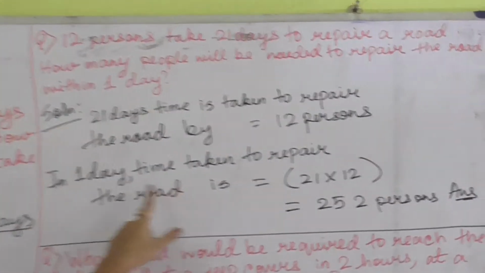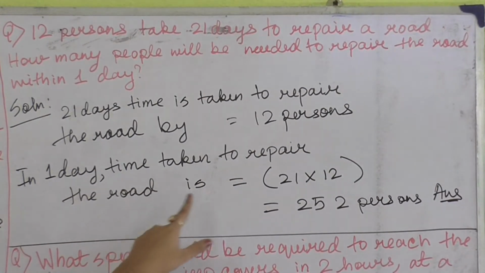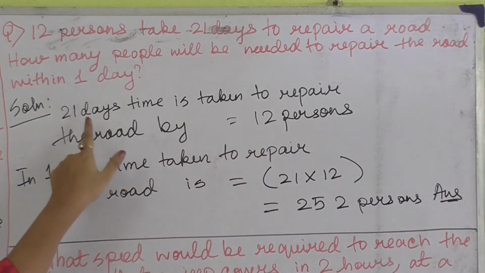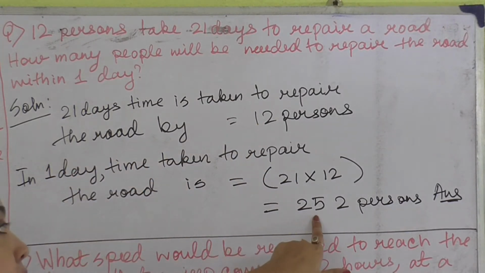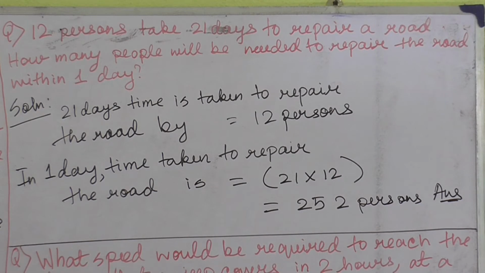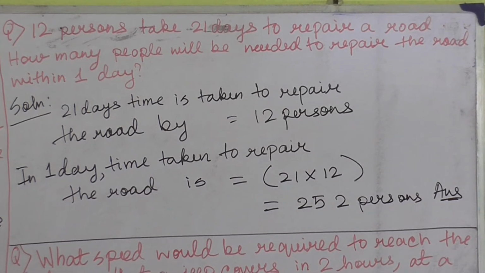In one day, the number of persons needed to repair the road is 12 into 21, that is 252 persons. In order to repair the road in 1 day, 252 persons are required. That is, to complete the work in 1 day, more persons are required. I think the problem is clear to you.